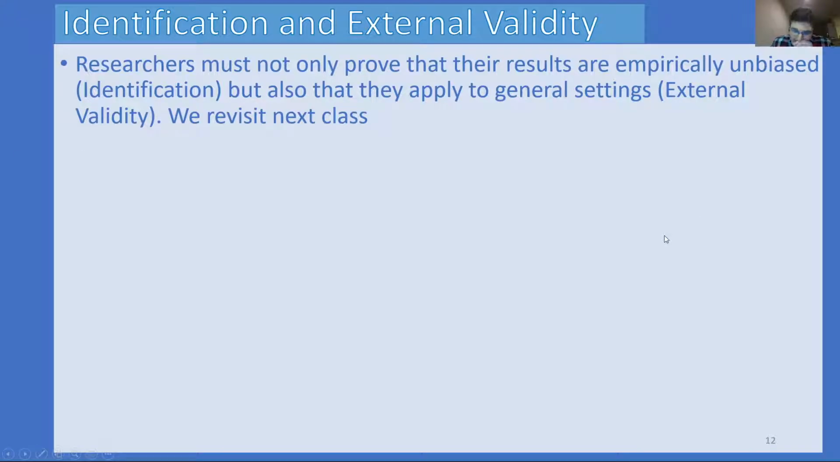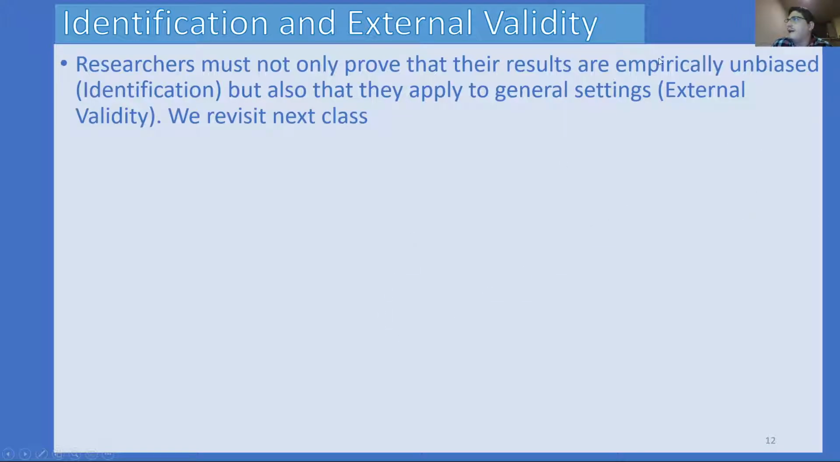Now, in order to have something verified as a deviation from rational behavior to study human choice, researchers need to not only prove that the results are empirically unbiased, that their results are true, they're not impacted by some outside factor that they're not controlling for. That is to say they have identification. And sometimes you would have covered identification and external validity in previous courses, but not always. So I mentioned it here.